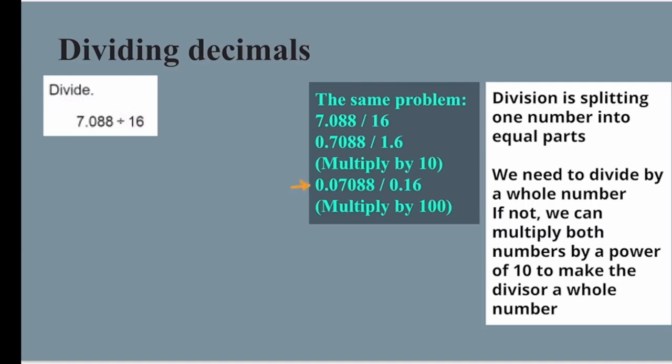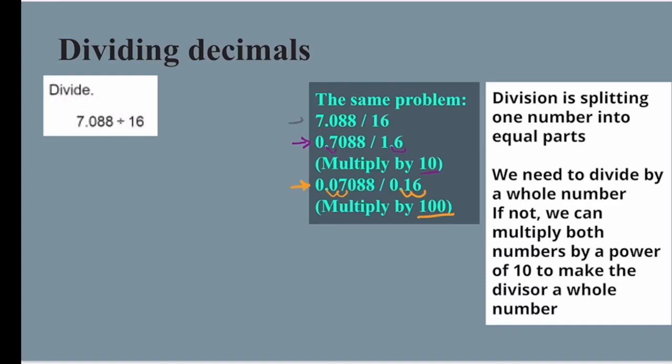In this example here, because I'm dividing and my divisor has two decimal places, I have to multiply by 100 to move that decimal place all the way to the right and get 16. I'd have to do the same thing with my other number. In this other example, because my divisor has one decimal place, I'd have to multiply by 10, which means I'd have to do it here also.